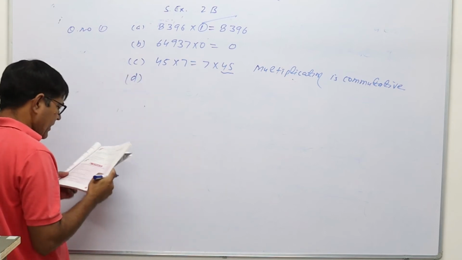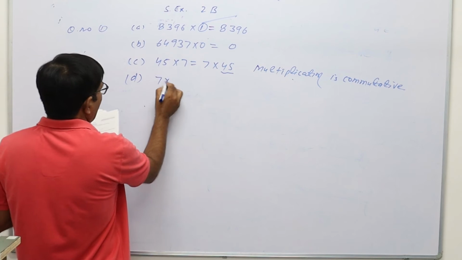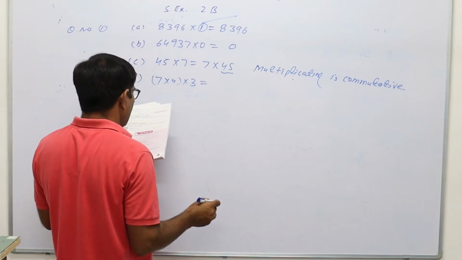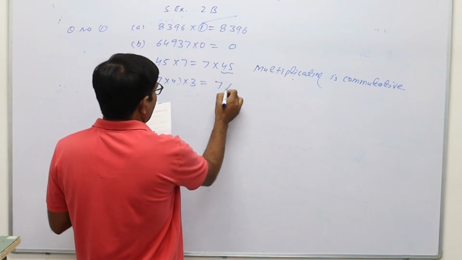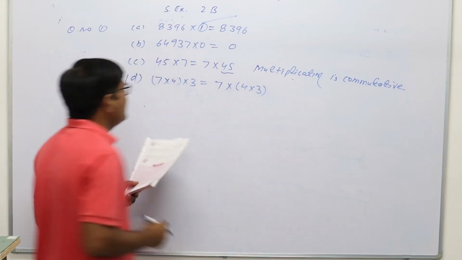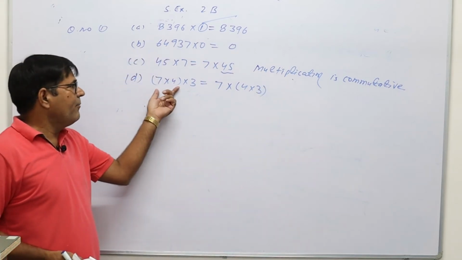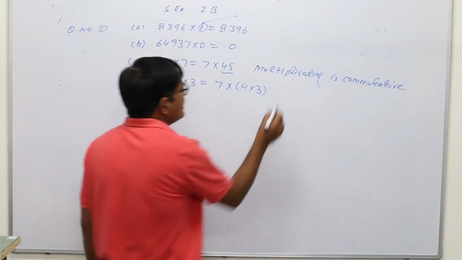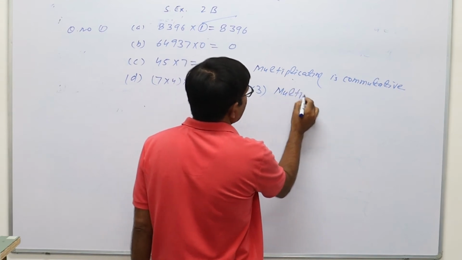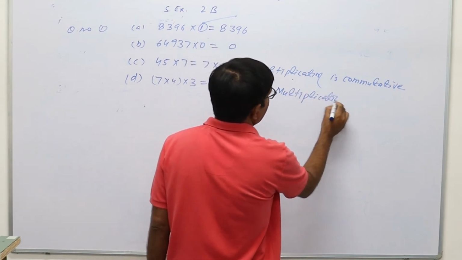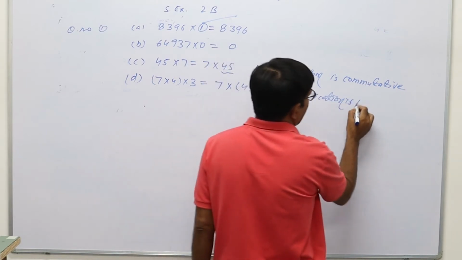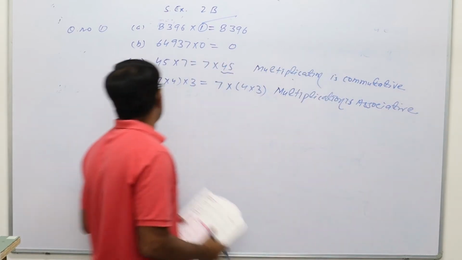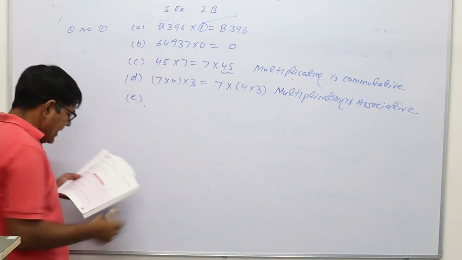Then next question. 7 into 4 into 3 is equal to 7 into 4 into 3. That is, A multiplied by B, multiplied by C is equal to A multiplied by B into C. That is, multiplication is associative. Multiplication is associative.